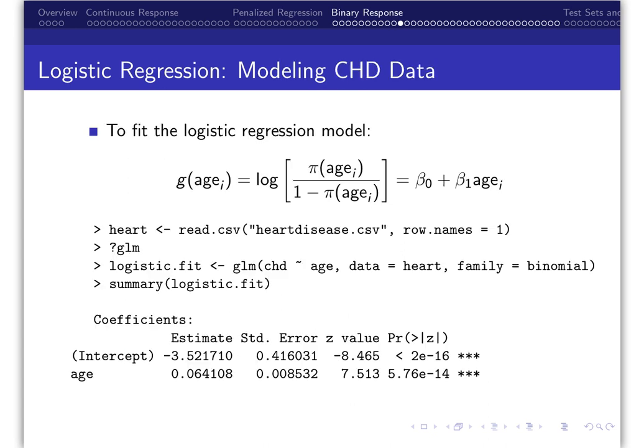Let's go back to our motivating data set. The log odds of coronary heart disease given age is given by this equation. The base R function for fitting logistic regression models is glm, which is used to fit generalized linear models. Our response, CHD, is modeled by age, where our data frame is heart. To let R know we want to fit a logistic regression model, we need to specify that family equals binomial. The summary function provides different information from the fitted logistic regression model, including the coefficient estimates, the standard errors, the Wald test, which is the coefficient estimate divided by its standard error, and associated p-value.